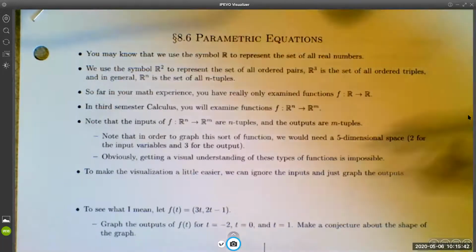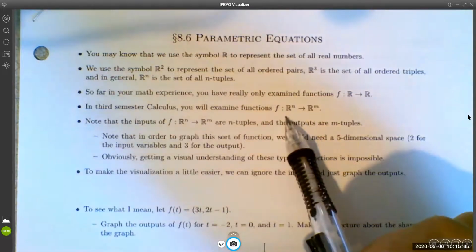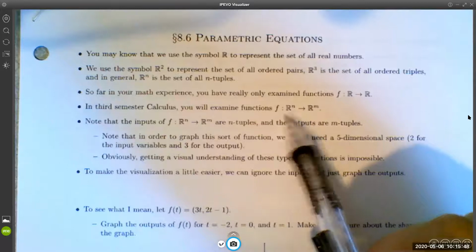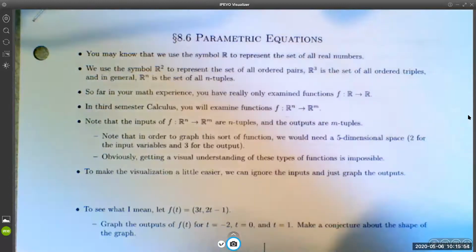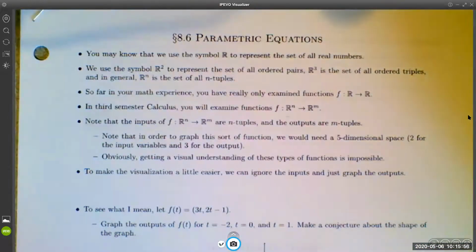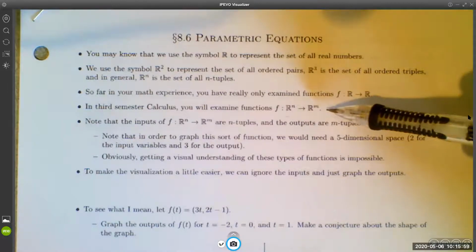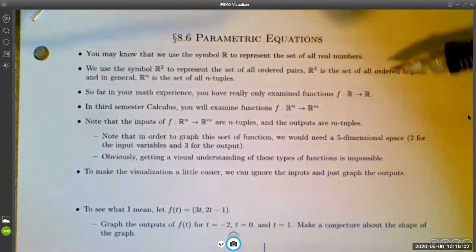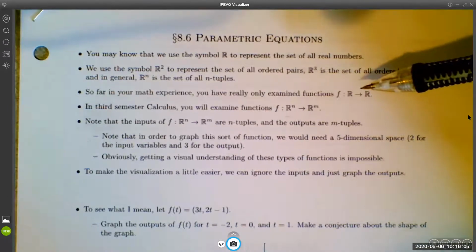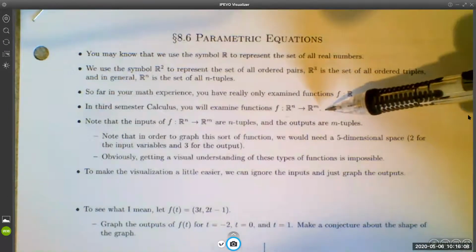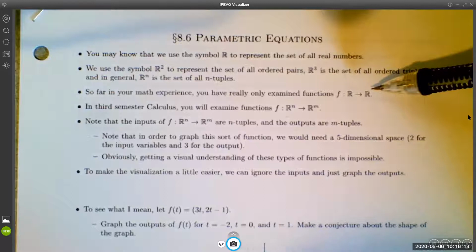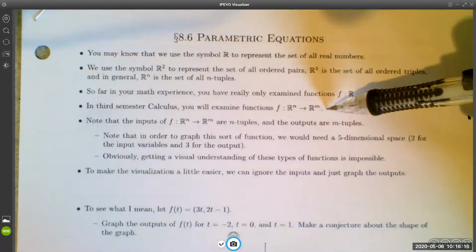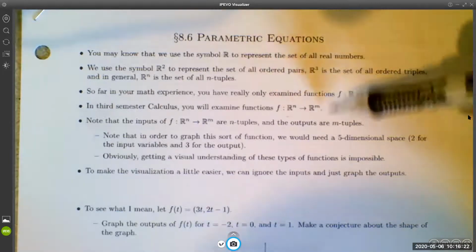However, in third semester calculus, you're going to examine functions of the form R^n to R^m, functions that have inputs that are n-tuples and outputs that are m-tuples for any dimensions n and m. And this will come up again in linear algebra as well if you go on to take linear algebra. Here you needed 2 dimensions to graph your one-dimensional input and your one-dimensional output. Here you would need n plus m dimensions in order to graph this function: n dimensions for your input and m dimensions for your output.